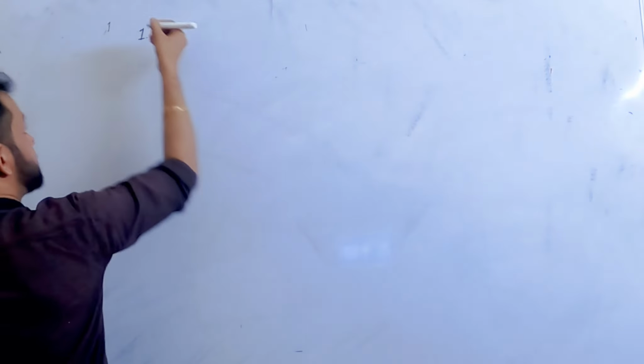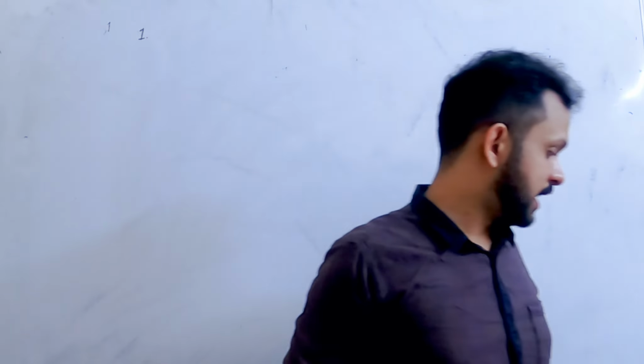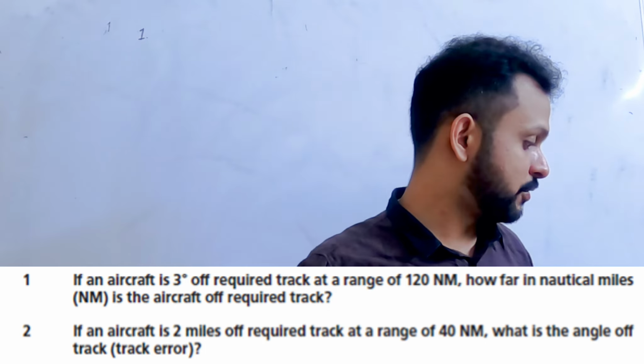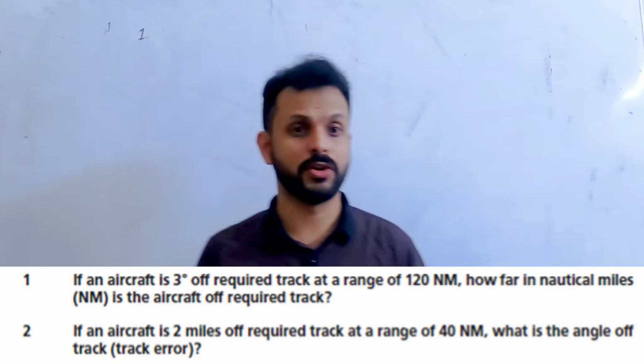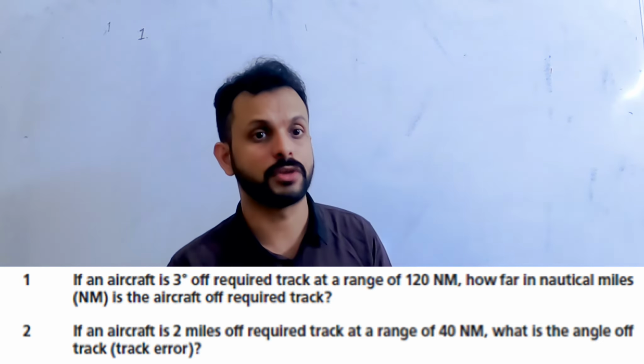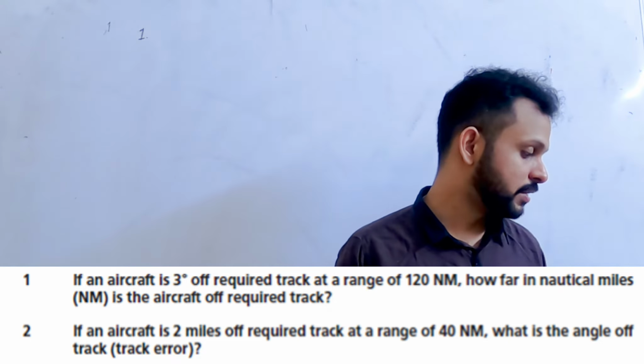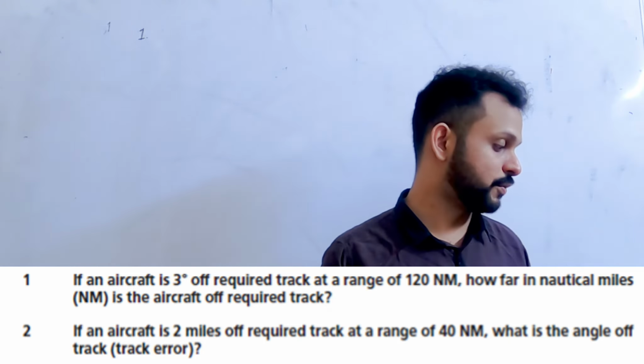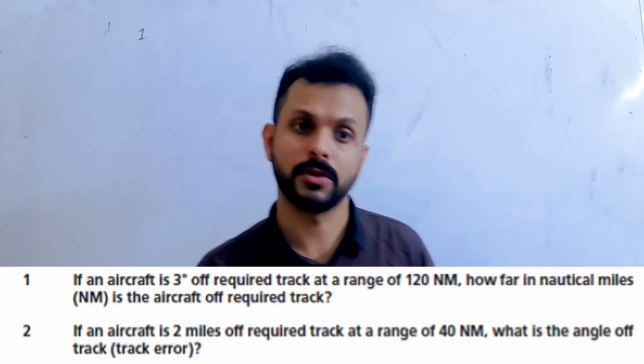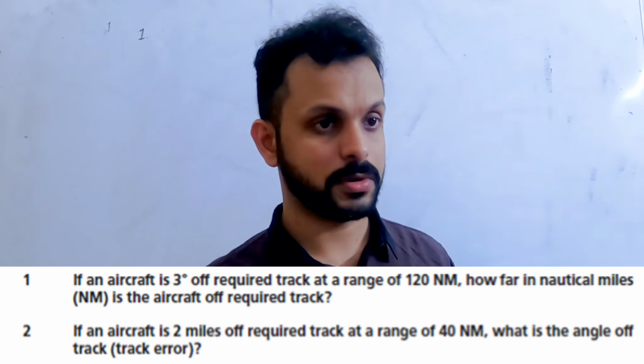Question number 1. If an aircraft is 3 degrees off required track at a range of 120 nautical miles, how far in nautical miles is the aircraft off the required track? Track error is given, 3 degrees off track. That's a very simple question. I'll give you some time, you can try it out.